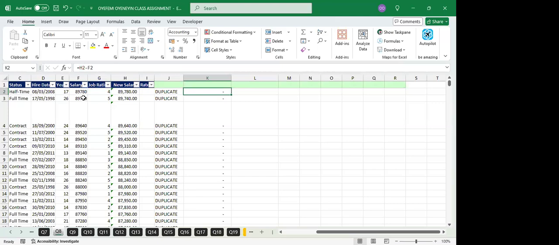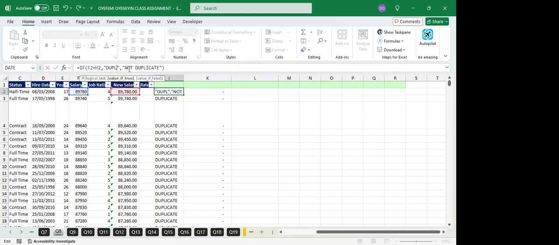Now that we test it, we see that this and this are true. They are actually equal to each other, so we write duplicate, which means there is no difference between them. But if I were the person, I would have liked to use the words: if the value is true, write "no difference," and if the value is false, write "there is a difference." If that English is correct.